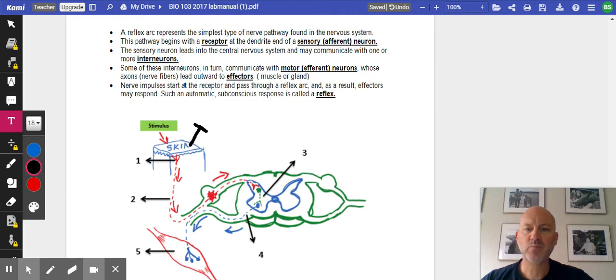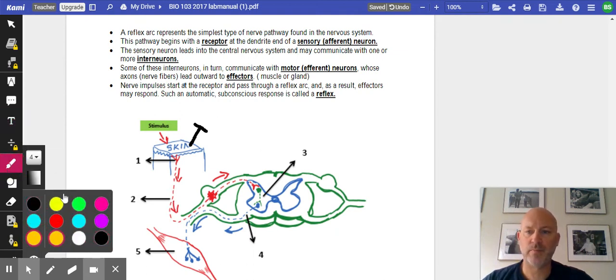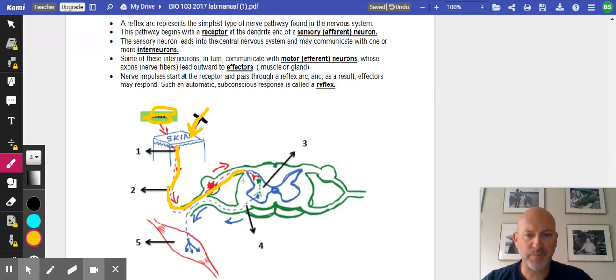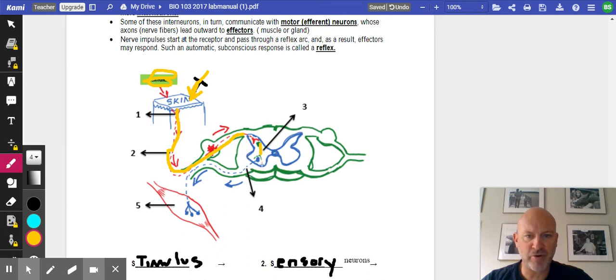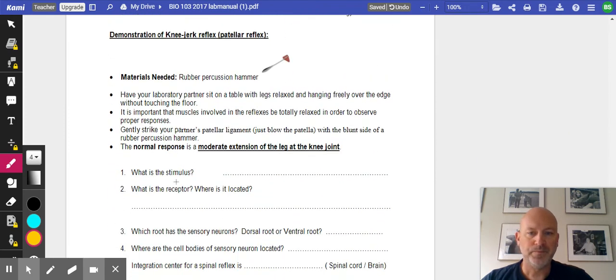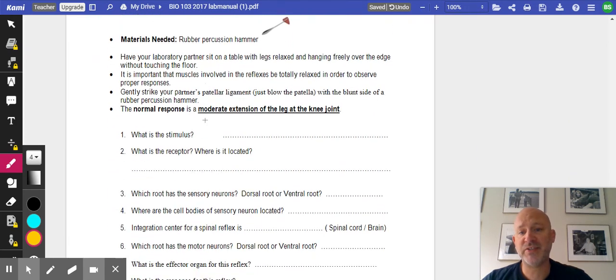Okay? So again, it begins with a stimulus, and that's the tack going in. It sends a signal onto a sensory neuron. It goes in through the dorsal side. From the sensory neuron, it gets passed to an interneuron. From the interneuron to a motor neuron, out the ventral side to the effector. And this is going to generate the response, right? Pull your hand away. If we were in class, we could demonstrate this.